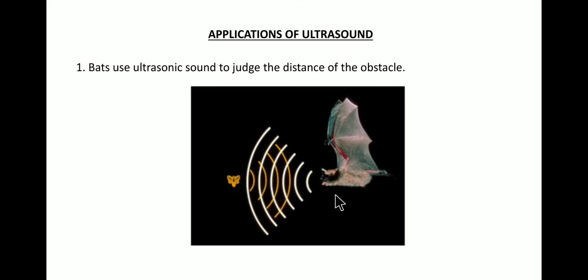In this way they produce ultrasound which returns after striking an obstacle in the way. By hearing this reflected sound, they judge the direction of the obstacle and also the time interval, that is, between when they produce the ultrasound and when they receive it back. They judge this time interval and find out the distance of the obstacle in front of them. So this is how the bats use ultrasonic sound.